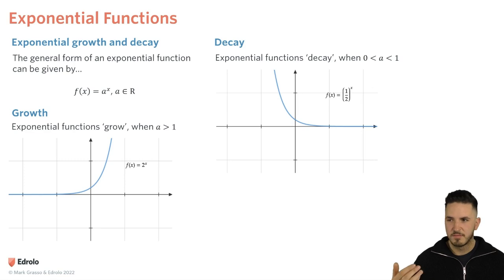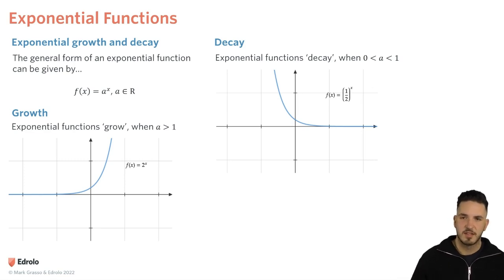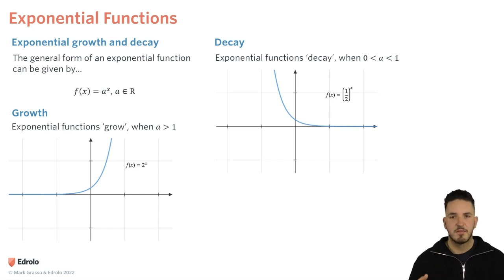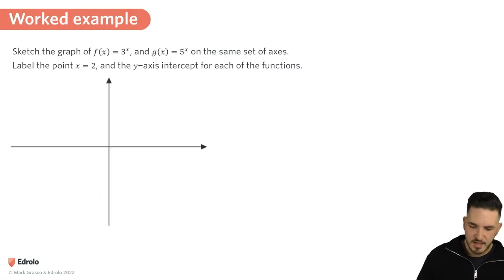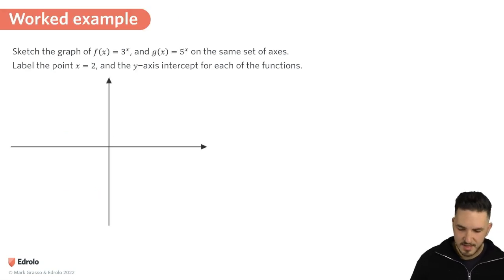If you think of interest, let's think of depreciation. If we depreciated by 10%, the value of an asset is decreasing, so it's decay. So: sketch the graph of f of x equals 3 to the x and g of x equals 5 to the x on the same set of axes. Label the point x equals 2 and the y-axis intercept for each of these functions.